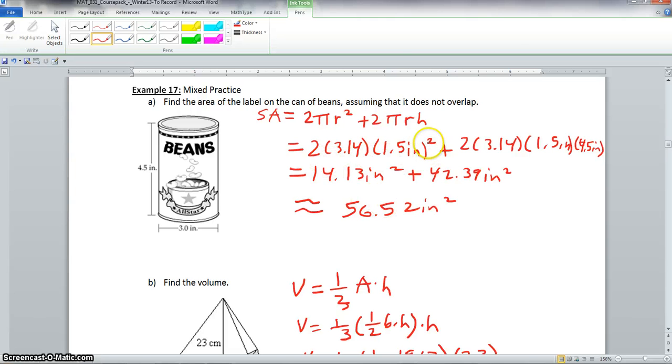Now when we multiply all these values here, we're left with 14.13 square inches, plus we will multiply these values here and we will have 42.39 square inches. When we add the two values up, we will have an approximate surface area of 56.52 square inches.